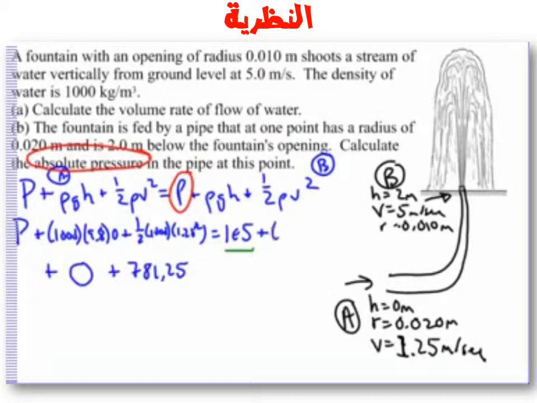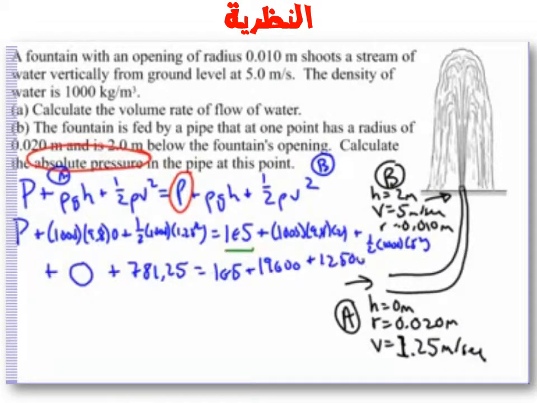Now I'm going to do rho g h. I have 1,000 times gravity, 9.8, times my height, 2. Let me fill in some numbers here. I have 1 times 10 to the 5th. If I do that calculation, I get 19600, plus 1/2 rho v squared, sorry, not m v squared. 1/2 times 1,000 times v squared, which is 5 squared. When I calculate that, I get 12500.